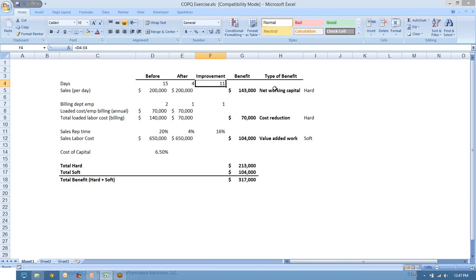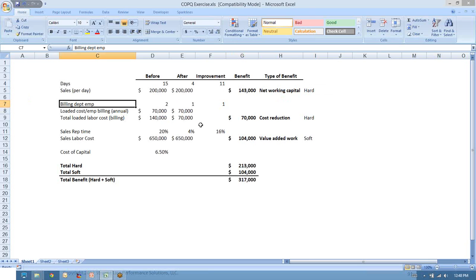So calculating the net working capital benefit is simply 143,000, which is 11 days multiplied by that 6.5% multiplied by the 200. So that's what that is right there. Okay, so net working capital benefit of $143,000, and that is a hard savings.